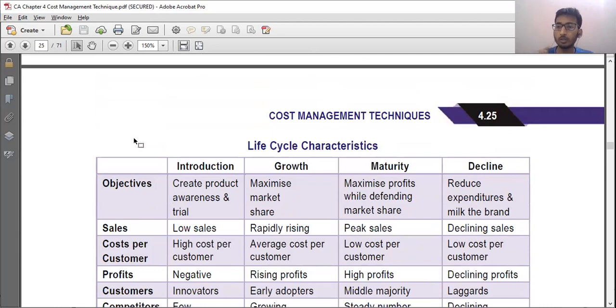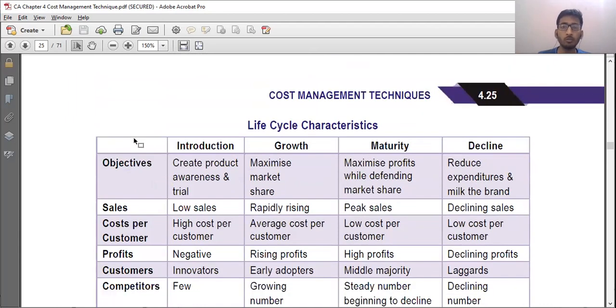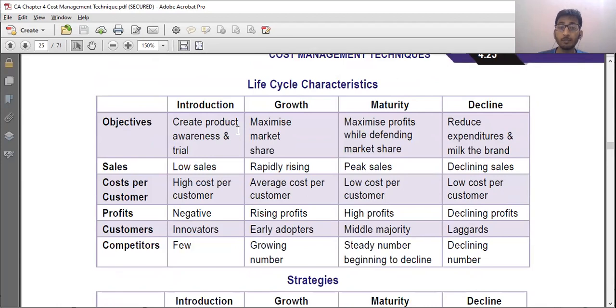If you read this one page, the things would be refreshed in your mind. So what are the characteristics? At the introduction stage, growth stage, maturity, and decline, the objective is to create product awareness, because we wanted to make people aware of our product. The sale would be low, the cost would be high because our marketing costs would be more, or I can say the discounts and promotional expenditure would be more, and the profit would be negative, definitely.